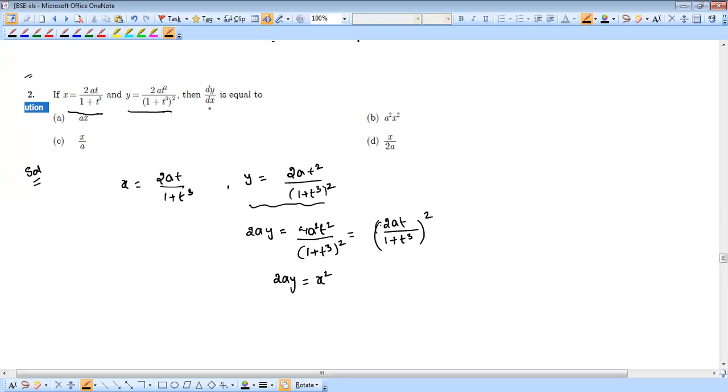Now let us do the differentiation with respect to x on both sides. So 2a for y, it is dy by dx. For x square, it is 2x. 2 gets cancelled. Then from here, dy by dx is equal to x by a. Option C is the right answer.